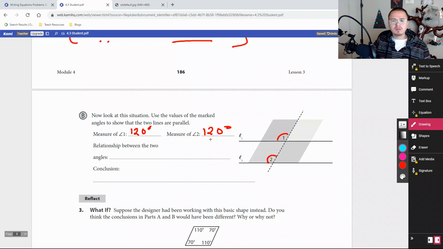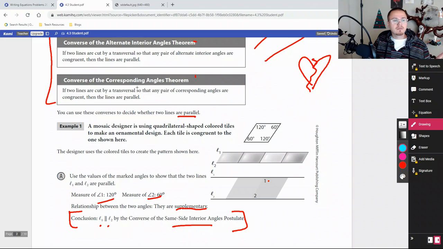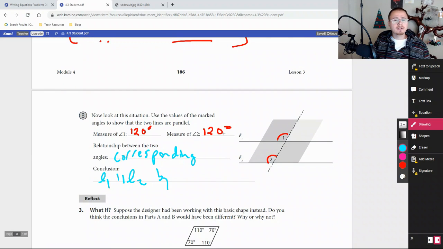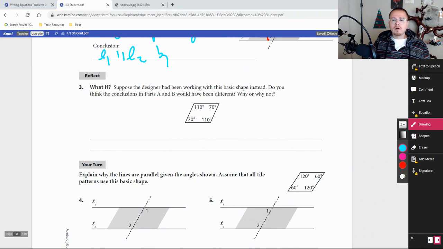Relationship between the 2 angles. Well, are they same side interior, or what are they? They are congruent corresponding angles. That might be a little bright for your eyeballs, I'm sorry. Corresponding, congruent corresponding. So we could say that line 1 is parallel to line 2 by the corresponding angles theorem. It seems pretty simple, right? I hope it does. What if, suppose the designer had been working with this basic shape instead?